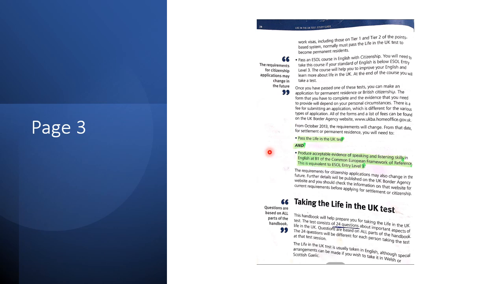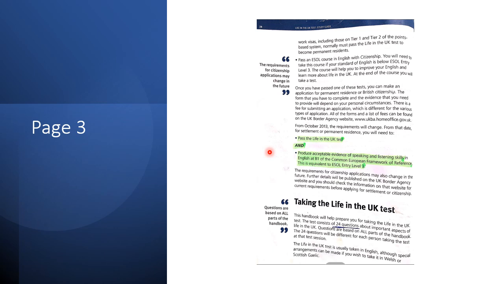Before October 2013, you could do entry level 1, entry level 2, or entry level 3, and apply for ILR and a British passport. So that would have been okay. Some people would have done life in the UK. So there was a choice. Either you could do entry levels based on your level of English, or, if you are confident, you could do life in the UK, and that would fulfill the language requirement.